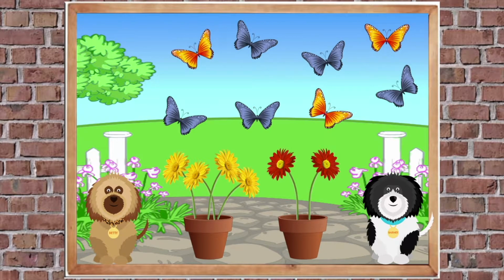We've also got some flowers in some pots. How many yellow flowers are there? Let's check. There's 1, 2, 3, 4. How many red flowers are there? Yeah, there's 2. Let's try again. There's 1, 2. Right, we're going to use that word all together again. So how many flowers are there all together? So look at the yellow and look at the red. Right, let's check. There's 1, 2, 3, 4, 5, 6. So there are 6 flowers altogether.